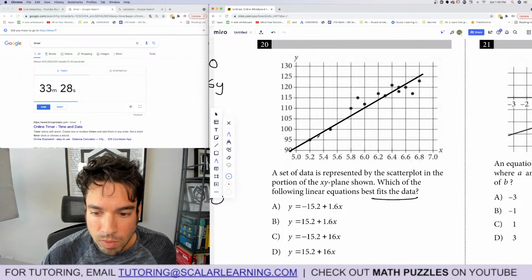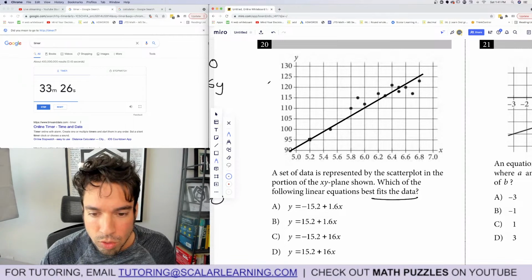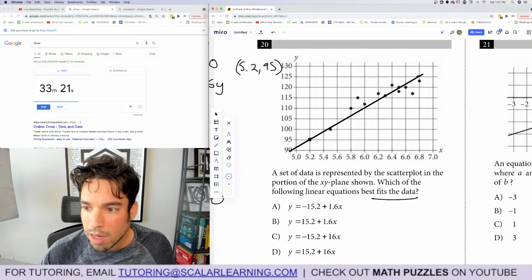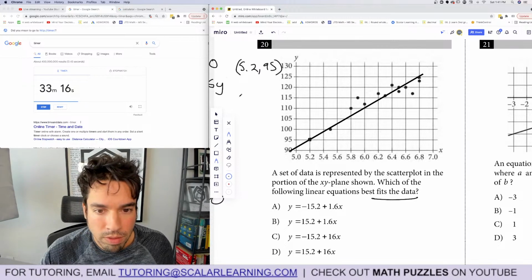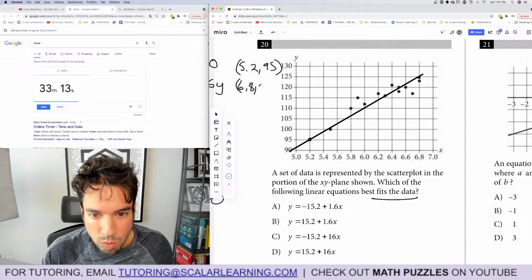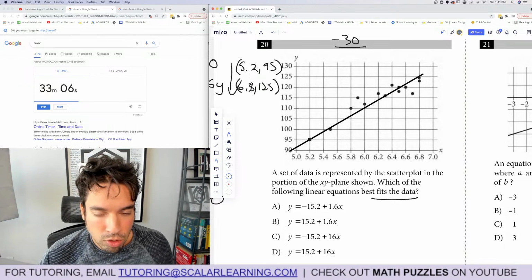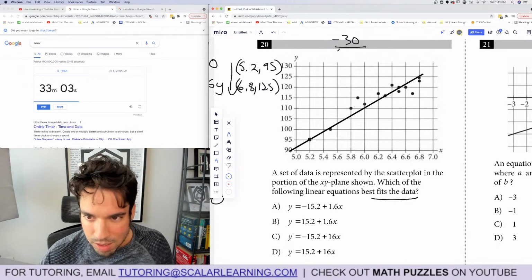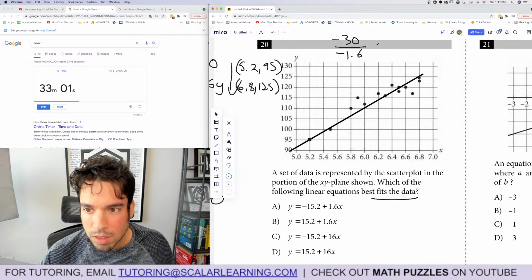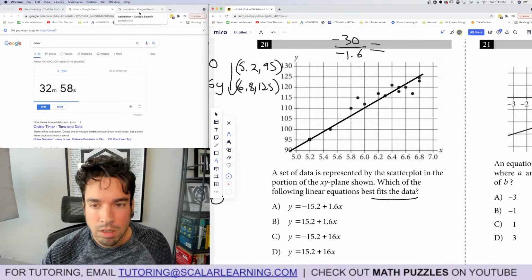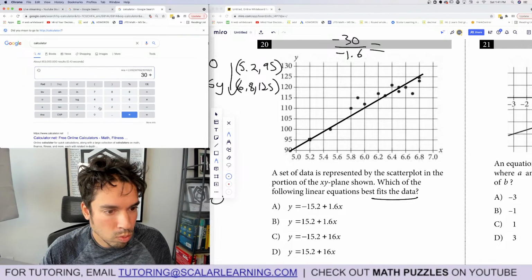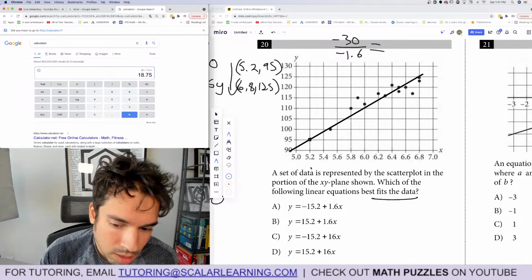Okay, so I'll do 5.2, 95. First I'm going to calculate the slope. And let's do this imaginary point, 6.8, 125. Now I'll calculate the slope by subtracting down. 95 minus 125 is -30, over 5.2 minus 6.8, which is -1.6, right? So 30 divided by 1.6 is 18.75.